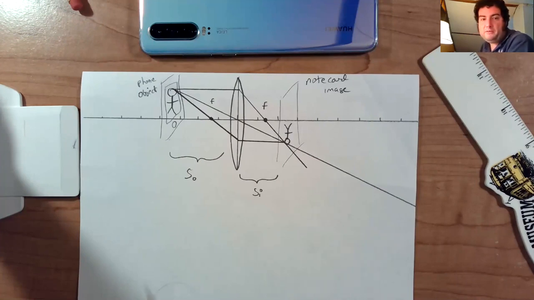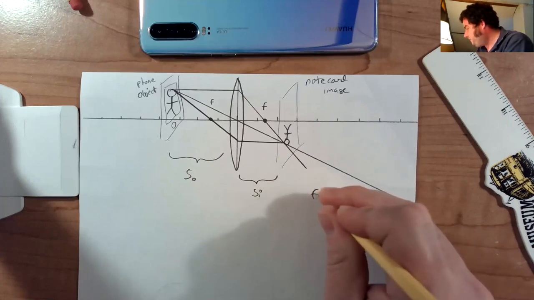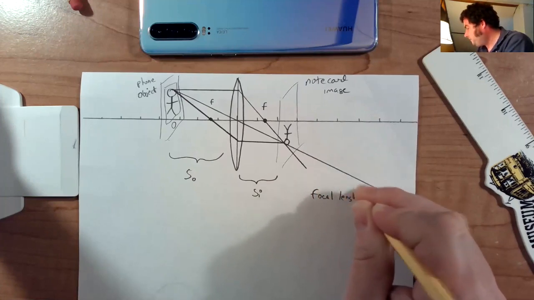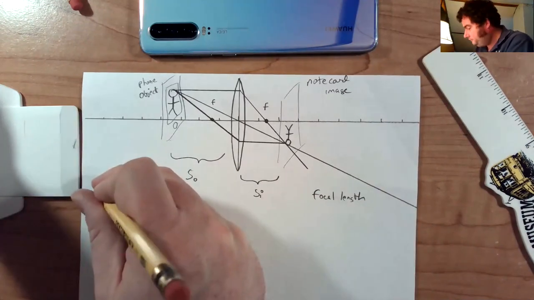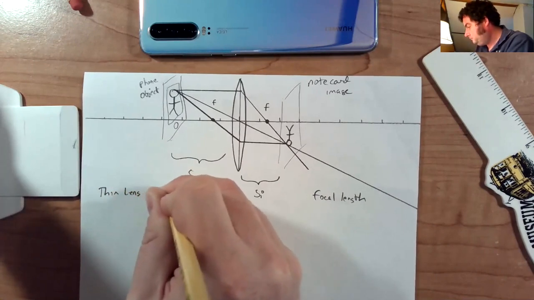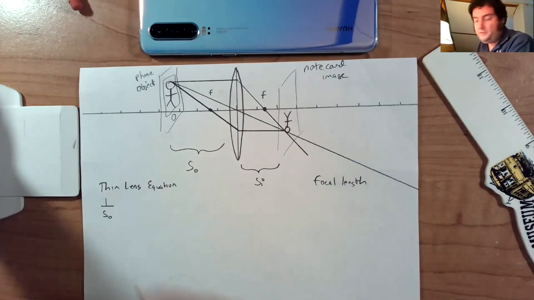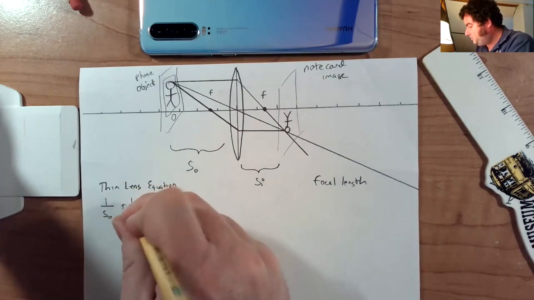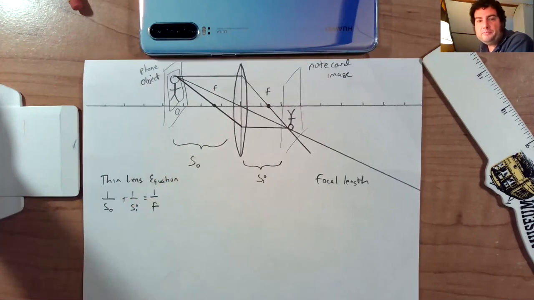So I am claiming there is a relationship between SO, SI, and the focal length. People have studied optics for a long time, and the equation that they've come up with is known as the thin lens equation. It looks something like this: 1 over the object distance plus 1 over the image distance equals 1 over the focal length.